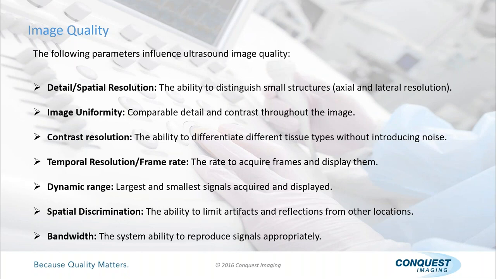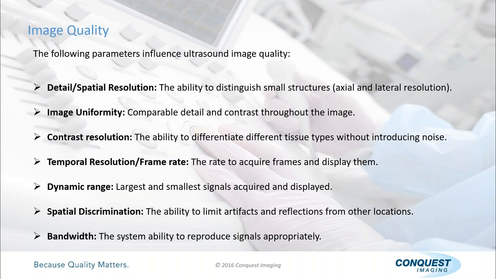Okay. Image uniformity, comparable detail and contrast throughout the image. ACR, as an example, American College of Radiology, asks if the sides of the image, the edges of the image, are the same as the center of the image. They want to make sure that what we're looking at is uniform, both left, right, and top to bottom.